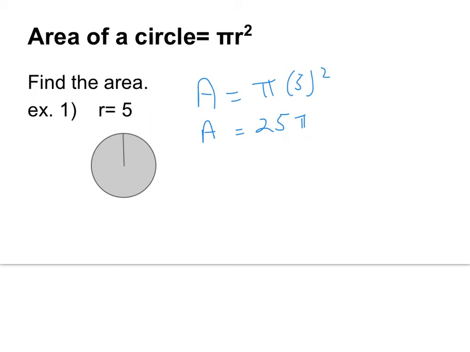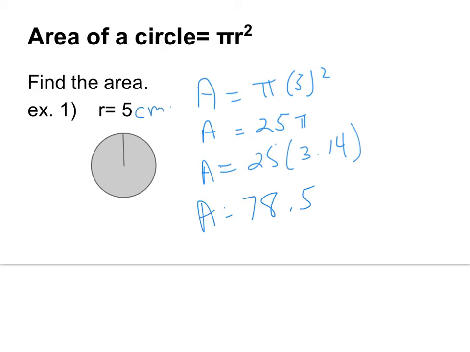But oftentimes you will be multiplying out what you have. So be sure to, if you are doing that, that you're going to substitute 3.14 for pi. So A equals 25 times 3.14. And you are welcome to use your calculator for this. In fact, I'm going to pause and use mine. Okay, so that comes out to 78.5, and that would be square units. So let's say that's centimeters, then this would be centimeters squared. Okay, let's try the next one.